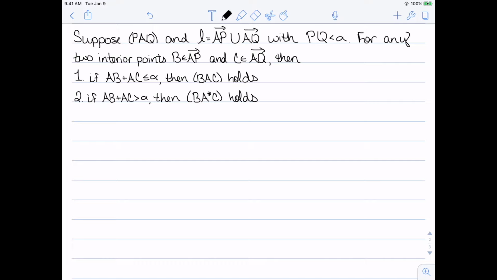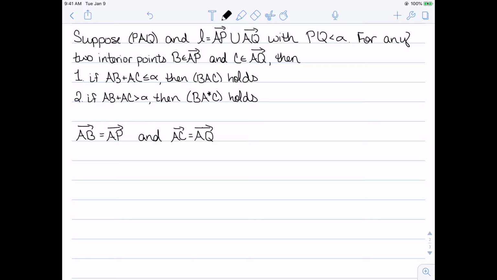Then if I have any 2 interior points, B on the ray AP and C on the ray AQ, then one of these two things has to be true. If the distance between A and B plus A and C is less than or equal to alpha, then we know that BAC has to hold. And if the distance between A and B plus AC is greater than alpha, then we must have the relation BA*C, where A* is the polar opposite of A.